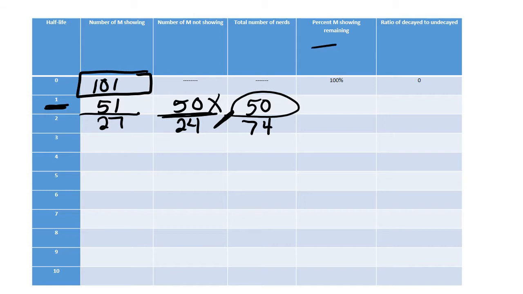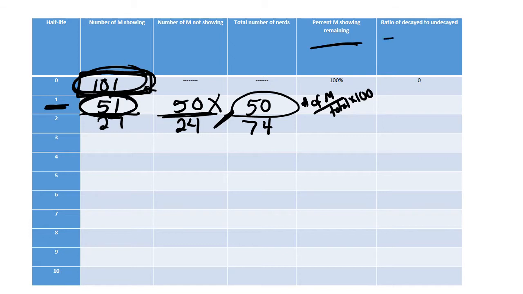The percent M showing: you're going to take the number of M in that row divided by the total, times 100. So that number up on top, in my case 101, will be used every single time.